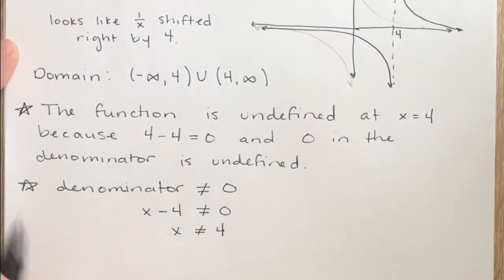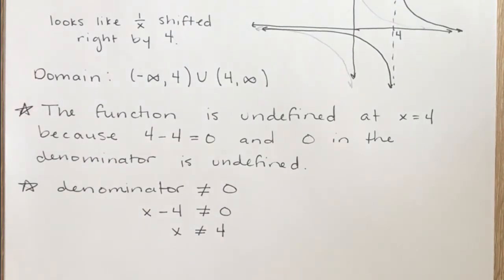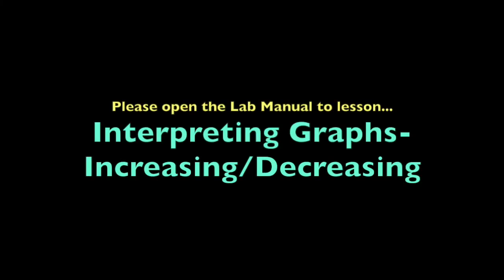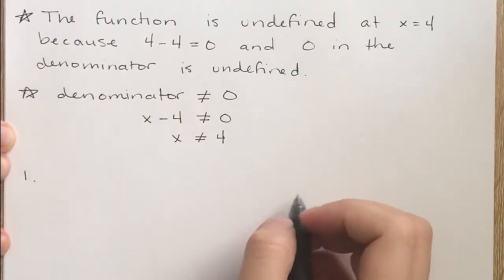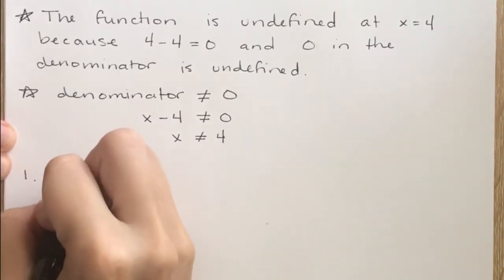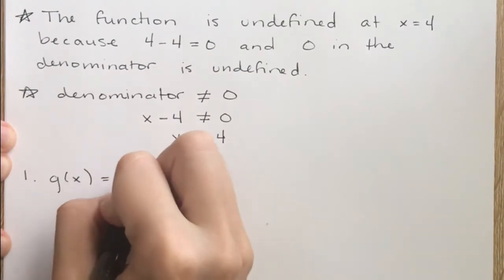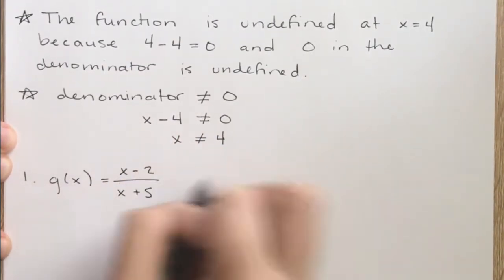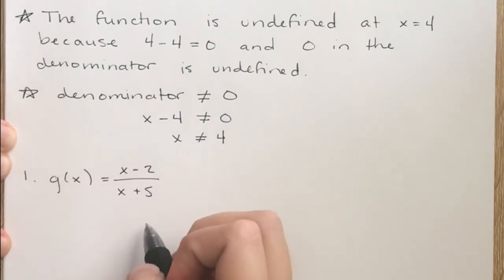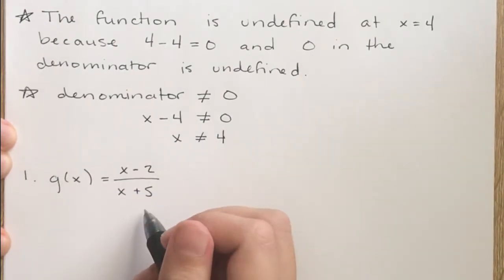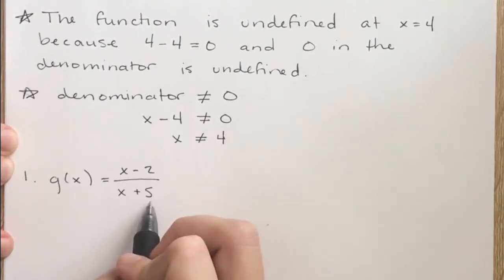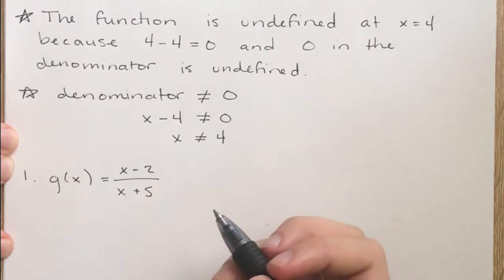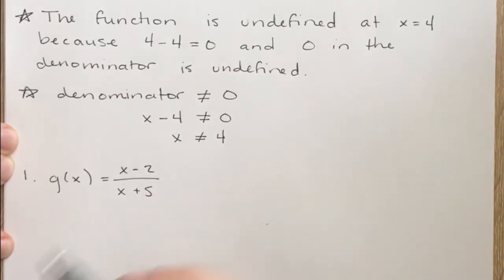Okay, let's use this method to solve a couple of problems. Let's look at the lab manual in the domain of a function lesson. This is number 1. So here, g of x is x minus 2 over x plus 5. What is the domain of this? We just saw that if we have a denominator, all we need to do is look at whatever's in the denominator and figure out where it's 0. And that's what we need to exclude from our domain.